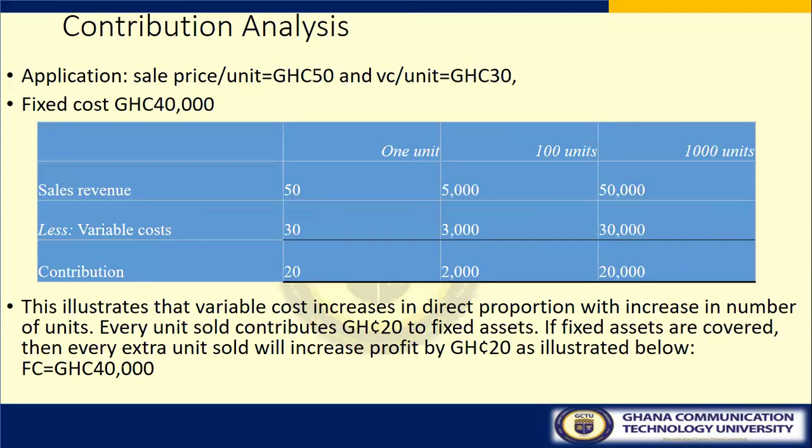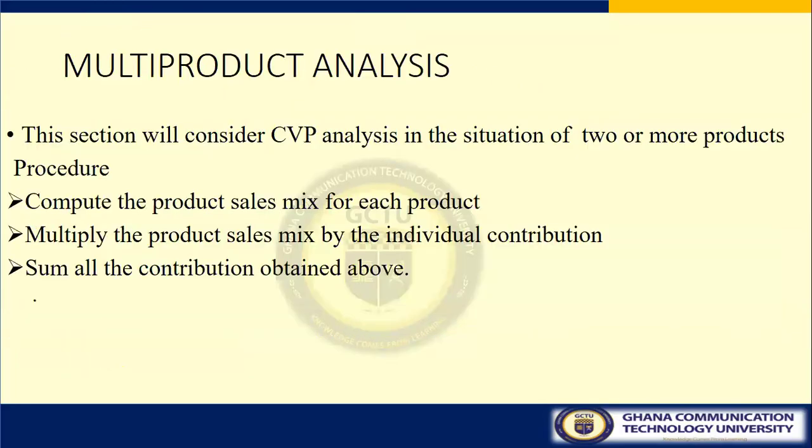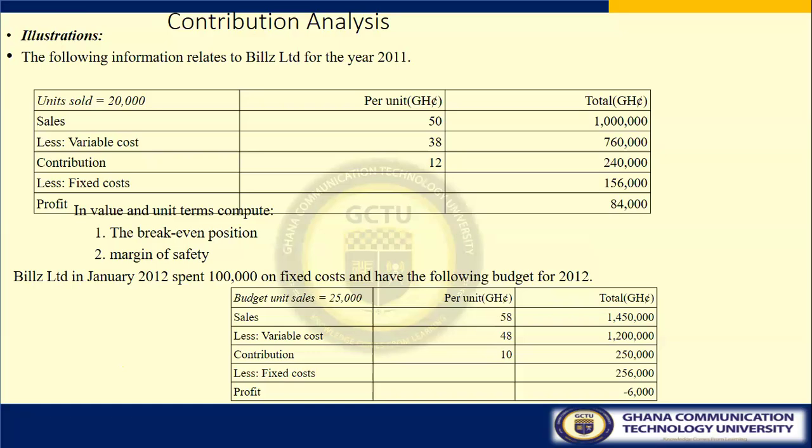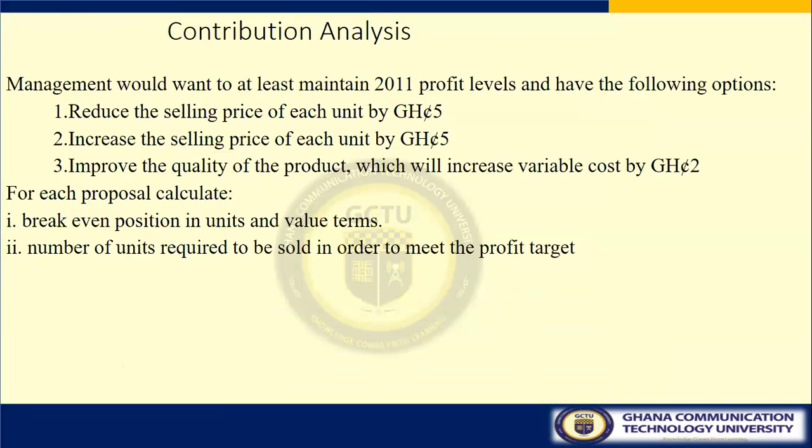The same thing applies to this one, like the previous ones we did. So let's go straight. We have your sales of 50 Ghana cedis per unit, and your variable cost is 38 Ghana cedis. So definitely your contribution is going to be 50 minus 38, and that will give you 12. That will give you your contribution.